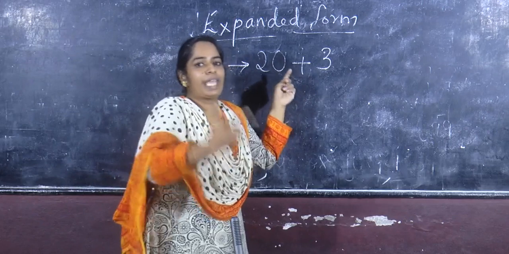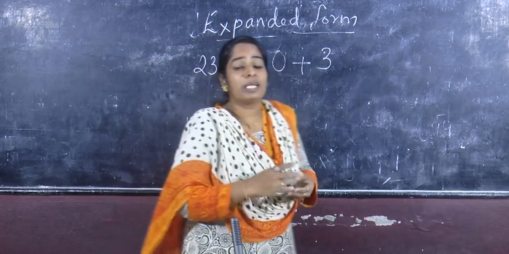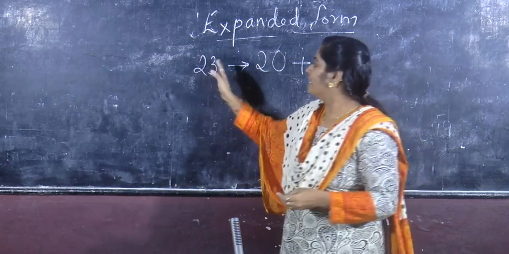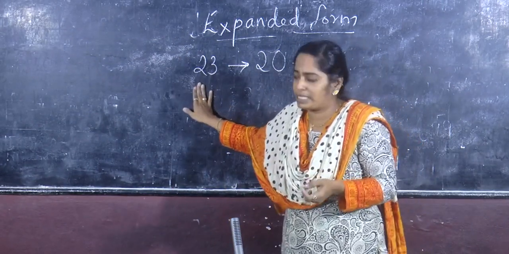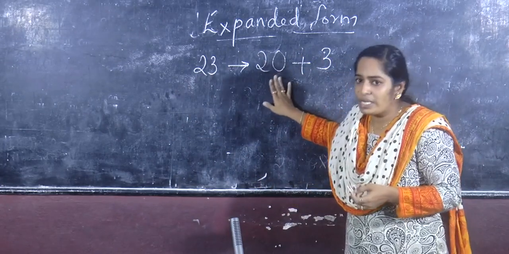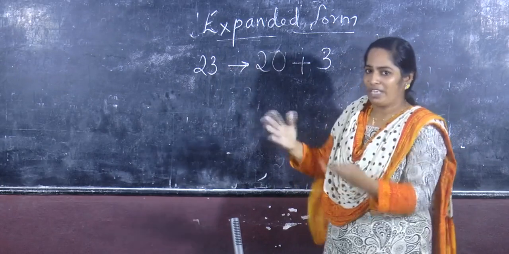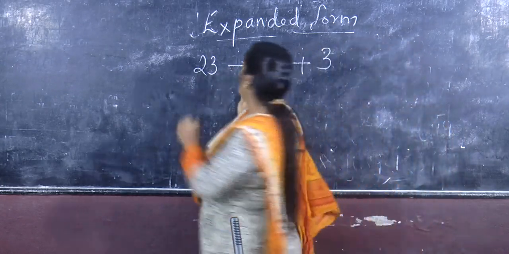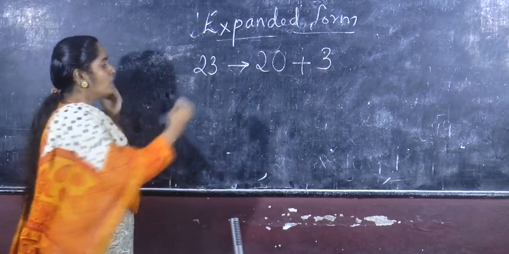Place. 2 tens means it is 20. So we'll write 20 plus 3. What is 20 plus 3? It is 23, isn't it? So writing the expanded form of 23 means we can write it as 20 plus 3. And again there is a standard form, that also we know. So here 23 means 20 plus 3. It is the expanded form of 23.